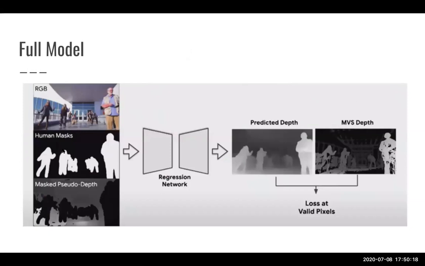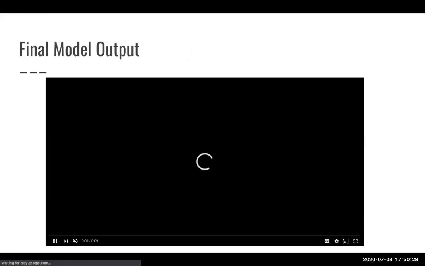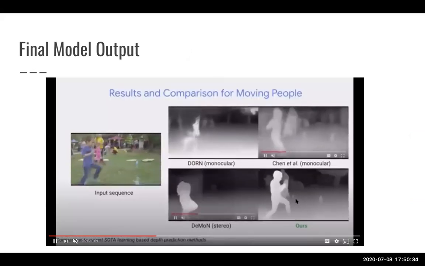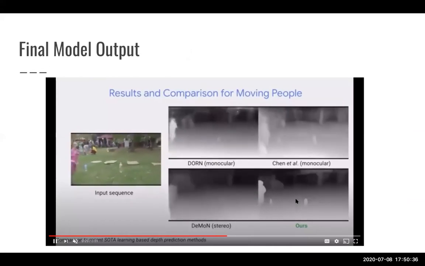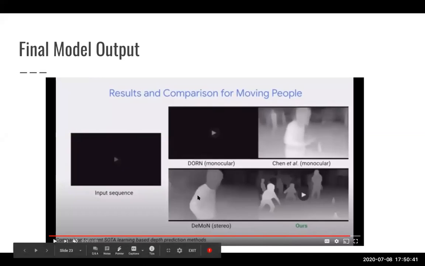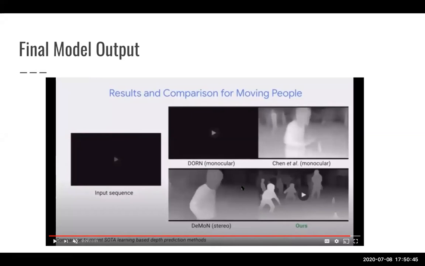So what we are going to pass is the RGB image, the human mask, and the pseudo-depth map, and we are going to use the same kind of loss function. You can see the output of this model right here. It should load. As you can see, these four are the models which are currently state of the art for depth estimation, and they seem to do very well on static data, but when it comes to detecting depth from motion, all the state-of-the-art models fail. This is because they were not trained on such kind of data.